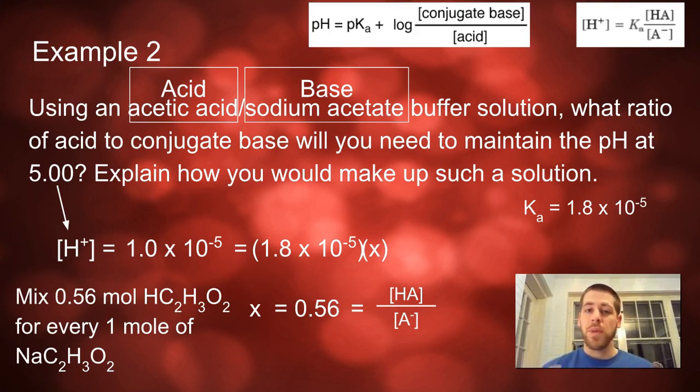Now obviously the buffer could handle more acid or base. It would have a larger capacity if we pack the solution with lots of ions that can accept the base or the acid. But if you have this ratio of 0.56 to 1, then your acetic acid sodium acetate buffer would hover around a pH of 5. And that's related to the Ka, right? If you have a different acid, then you have a different Ka, and you would have a different ratio if you wanted to maintain a pH of 5.